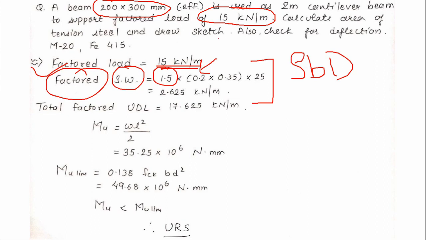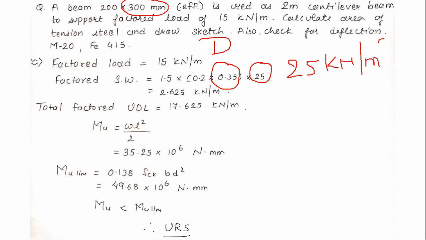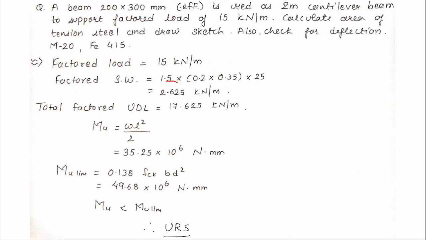This 0.2 is the width of beam, 0.35 is the capital D. Again, capital D, as effective depth or small d is given as 300 mm. Here it is not mentioned in the question what cover is to be taken, so we will always assume cover to be 50 mm. So capital D will be 0.35, that is 350 mm, and multiplied by density of RCC, and density of RCC is always 25 kilonewton per meter cube. So solving this, we will be getting the factored self weight to be 2.625.